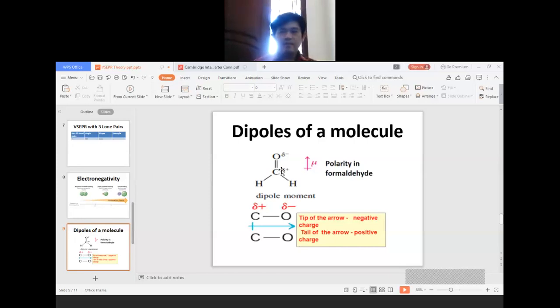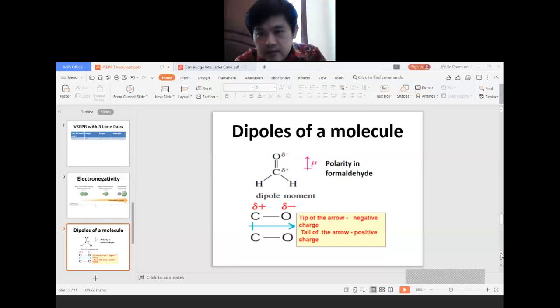Okay, and because there is a polarity, the polarity increases. That makes this aldehyde able to dissolve in water partially. Why partially? Because there is a dipole, there is polarity, but it doesn't have hydrogen bonding. So we have to look at the tip of the arrow: the tip of the arrow is the negative charge, and then there's a positive charge. That's why it is called dipole moment, because dipole is the ends of the molecule, one end on the right, one end on the left.